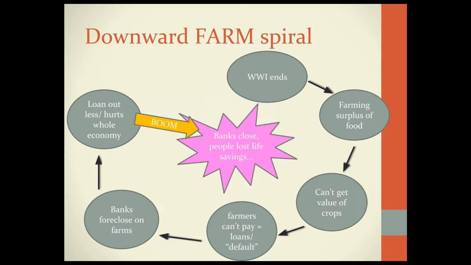They would foreclose on the farms. And of course, the farmers couldn't pay back the loans, which is going to put the banks in jeopardy. And so the loans, or lack of money, hurt the whole economy because, again, when these farmers couldn't pay back the banks, then the banks are going to lose money as well. And once again, the banks are going to start losing money and they're going to close. And again, people are going to lose their life savings.